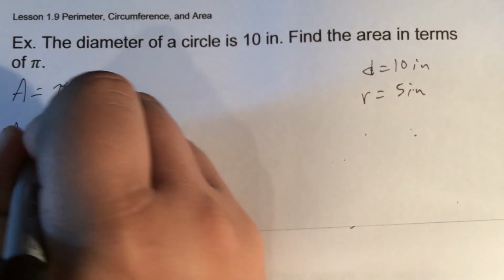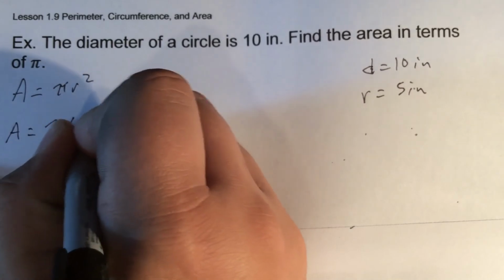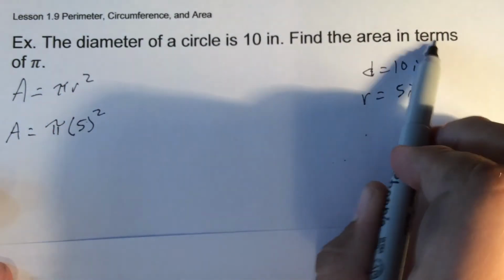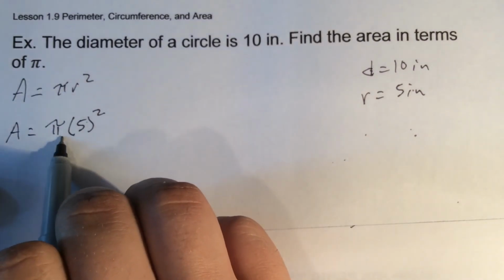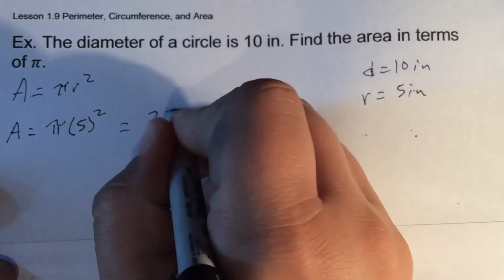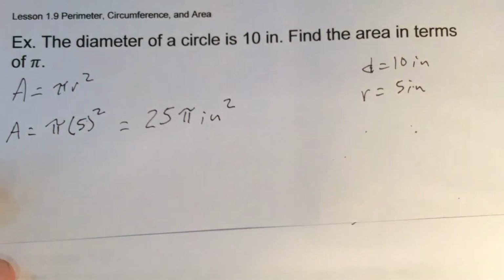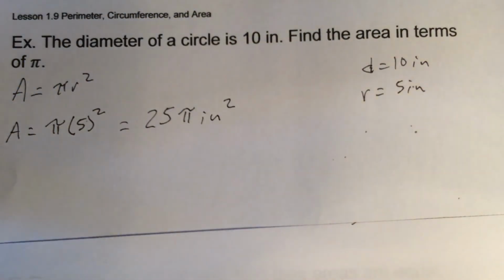So A would equal pi times 5 squared. Well, if we're going to leave it in terms of pi, we don't have to multiply the pi in. So this would just be 25 pi, and we're inches squared. So again, we're area, so we square the unit. But that's the nice thing about leaving in terms of pi. You just put the pi there, and you're good to go. You don't have to do anything more with it.